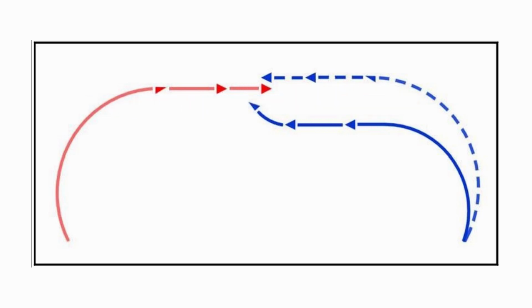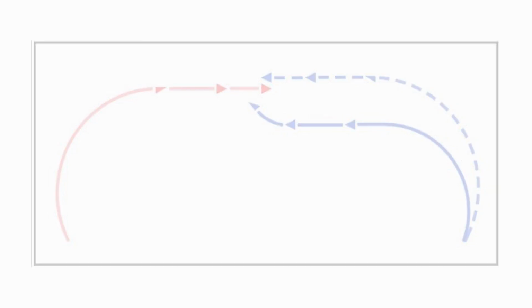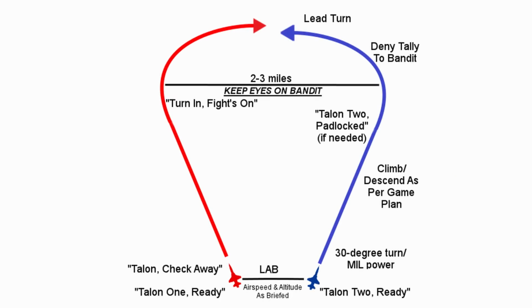In a real fight, the bandit will take every shortcut possible to get inside your turn circle. So you should practice to do the same with your best sustained rate turn here in the butterfly. With all of this turning room built up, we should be in a position to cash it in for a turn that puts us in an offensive position. That turn is called the lead turn.